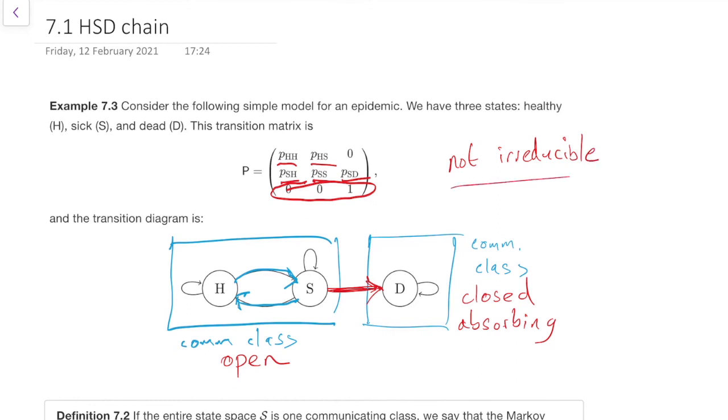So just to say that these definitions of irreducibility and being closed or not will come up again quite a lot in the course, so you need to learn them. But next we'll do another property of Markov chains that will come back to classes.